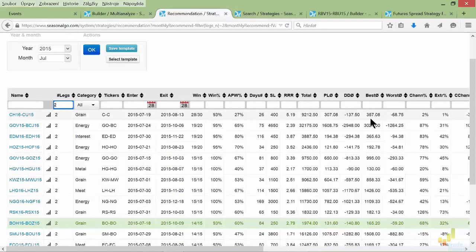Because as I mentioned also here, in this case, these strategies were prepared by SeasonAlgo about 2 months before the beginning of the seasonal window, of the trading window.